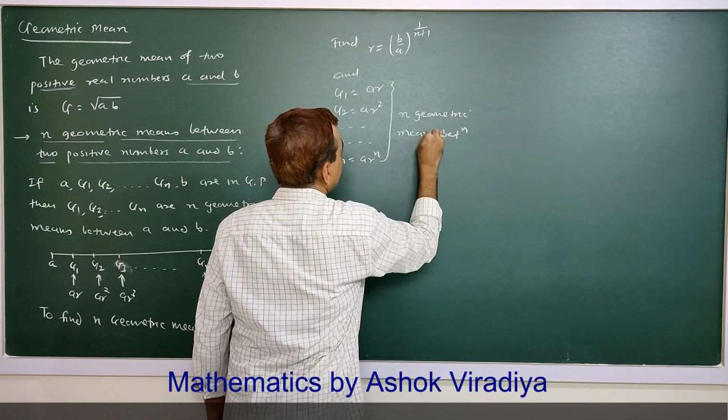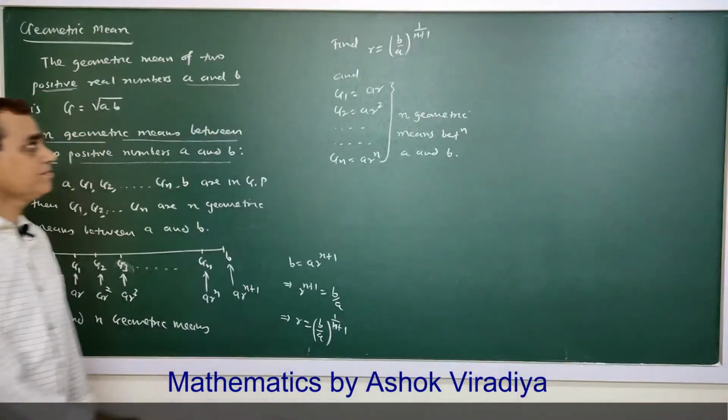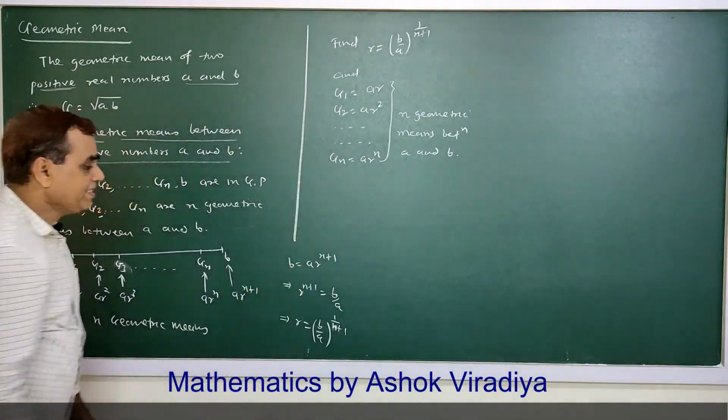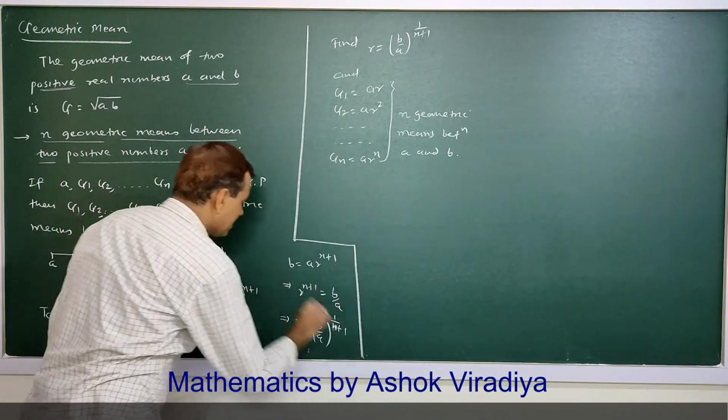Between A and B. So this is the procedure to find n geometric means between A and B.